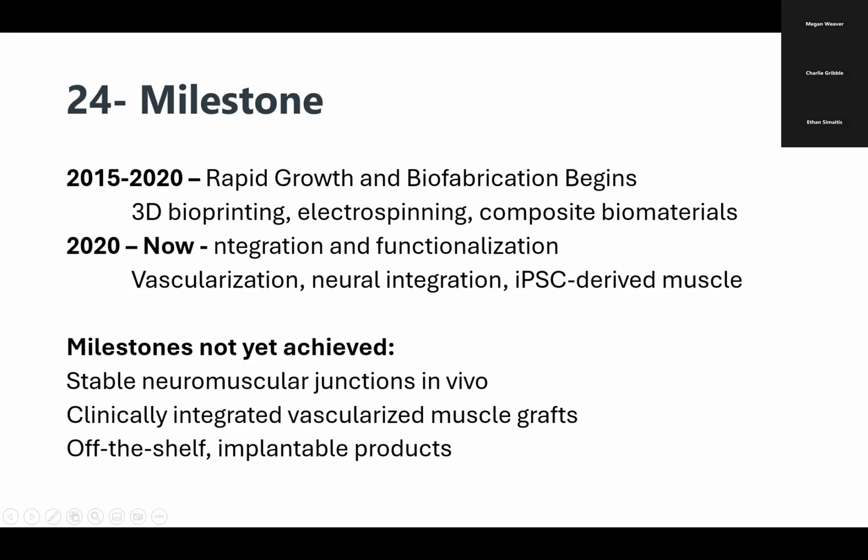And moving on to milestones that are not yet achieved that we do hope to be tackled in the near or later future, that could help steer the field in a positive way. One being stable neuromuscular junction formation. We can form these neuromuscular junctions in vitro, but replicating these connections in vivo and keeping them functional in the long term is still a major hurdle that we would like to tackle.